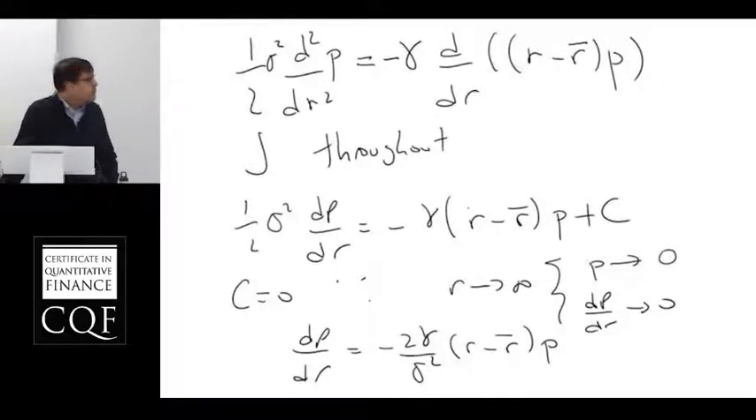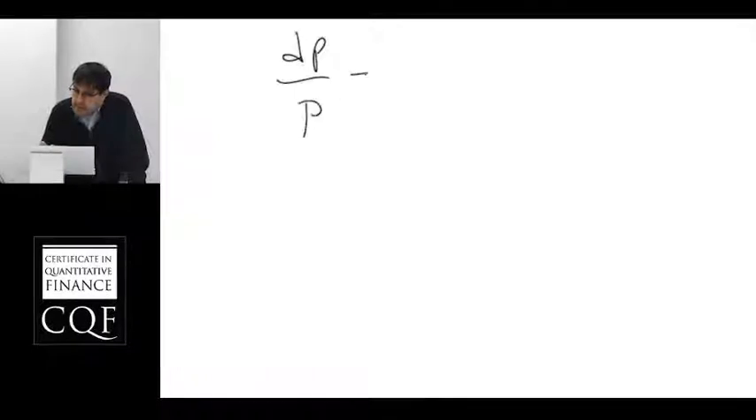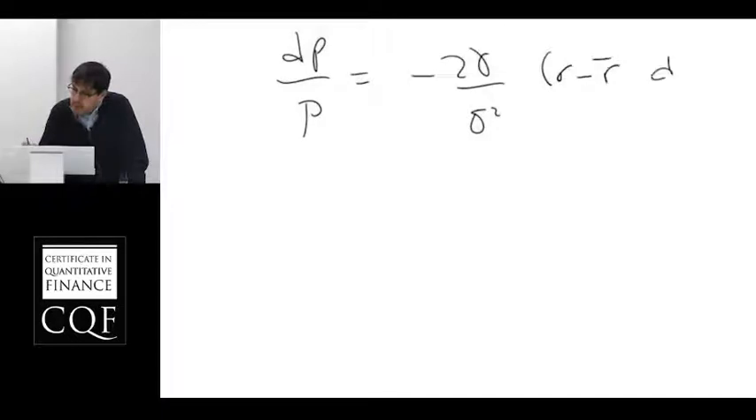Right. Now, that's also a nice differential equation. It's first order variable separable. So we take all the r's on one side, all the p's on the other side. What we have here is dp over p on one side, and on the other side minus 2 gamma over sigma squared, r minus r bar dr. And we integrate both sides.